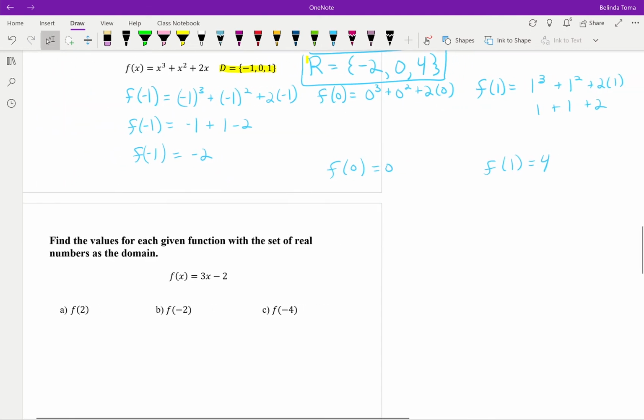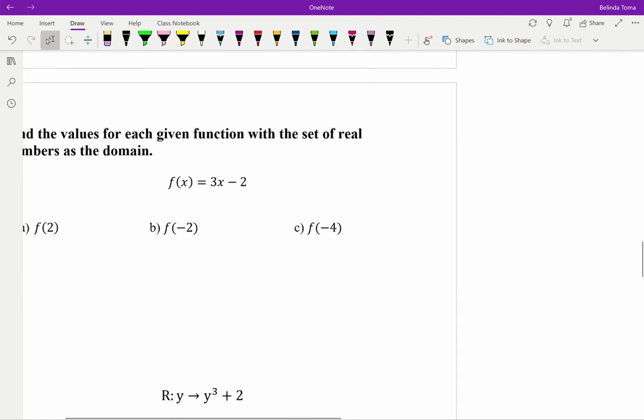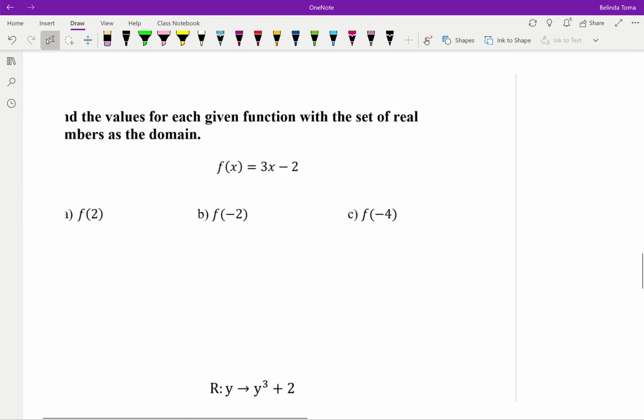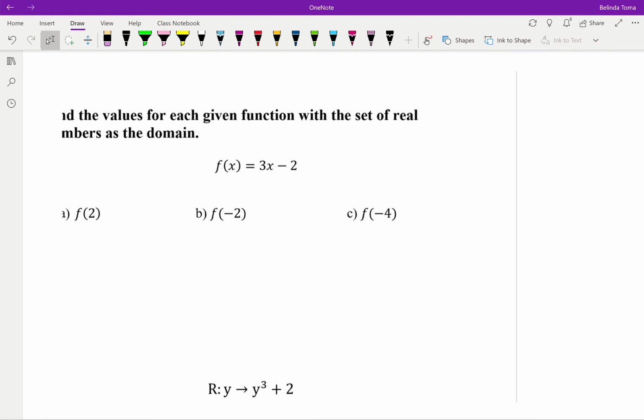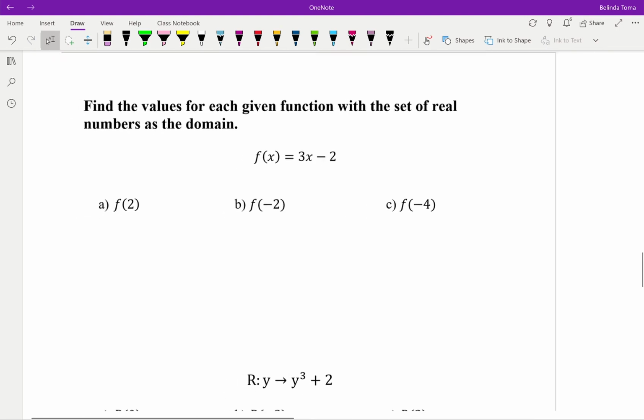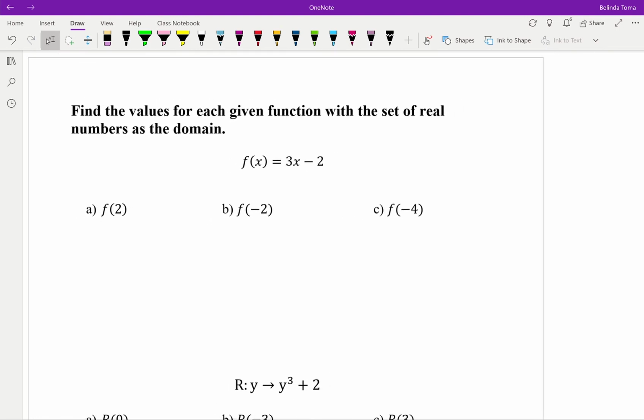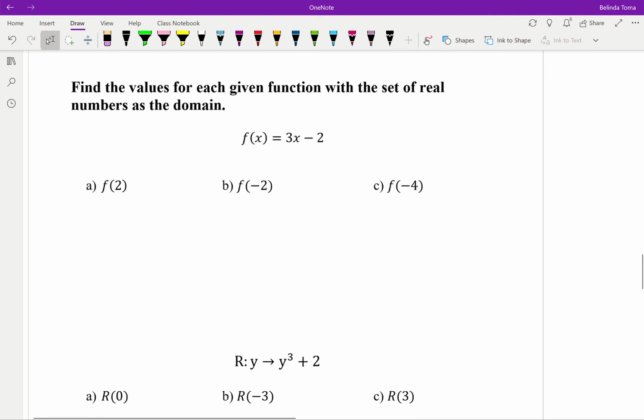Okay, so now we're going to find the values for each function with the set of real numbers as the domain. What that means is that we're not limiting the domain like we did in the last questions where it was just a particular set. We're saying that you can put anything into these functions. So based on that, we're going to evaluate for these different numbers. So again, I'm going to go through some of these fairly quickly.